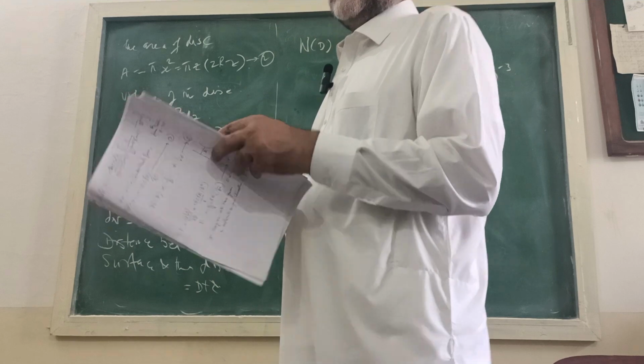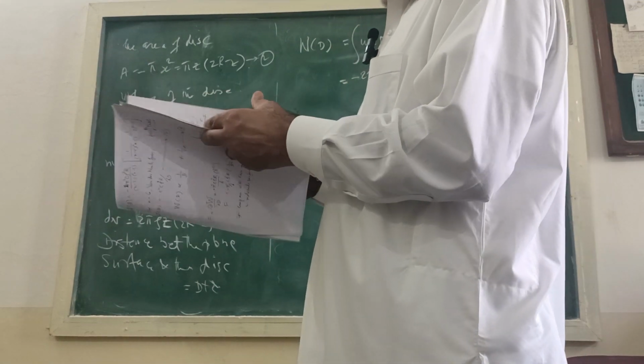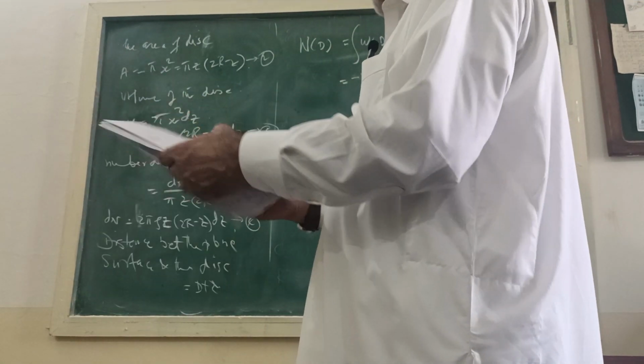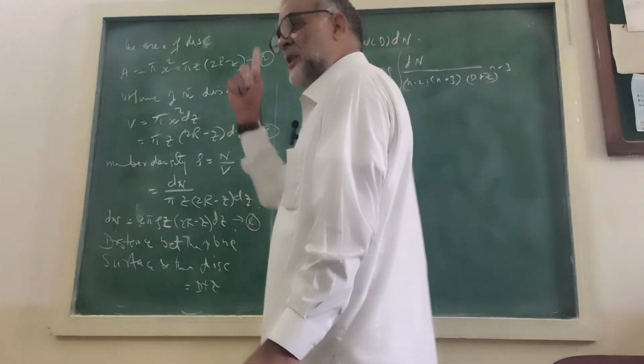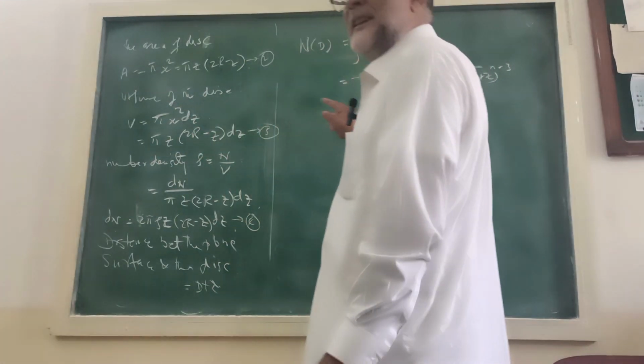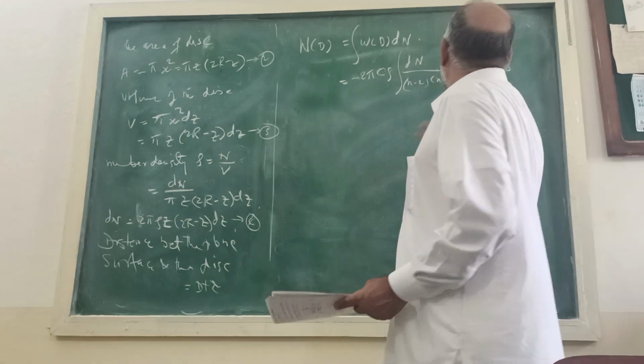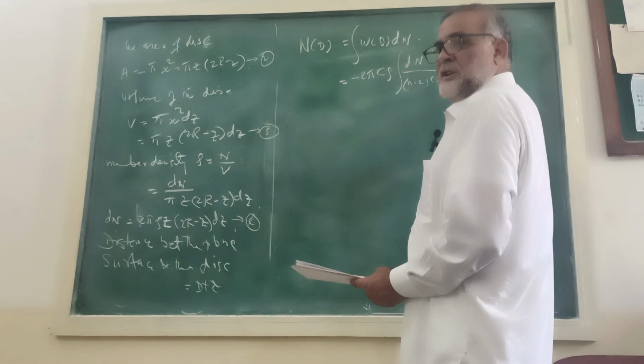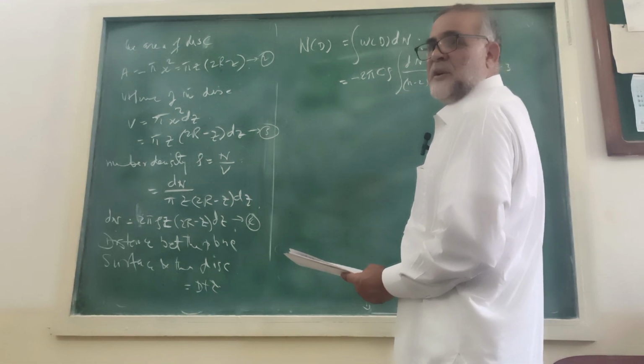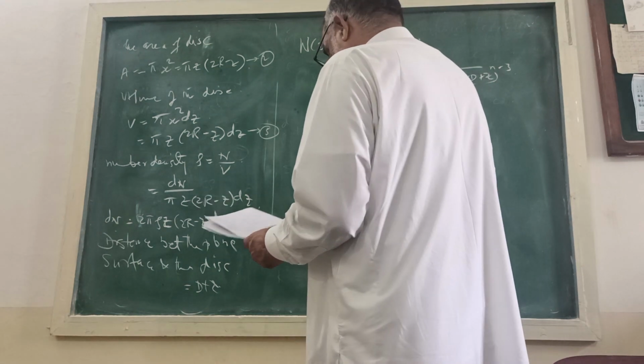What is the separation? The separation is the d value, and here the separation is d plus z. So therefore we wrote here, instead of d, d plus z to the power n minus 3.